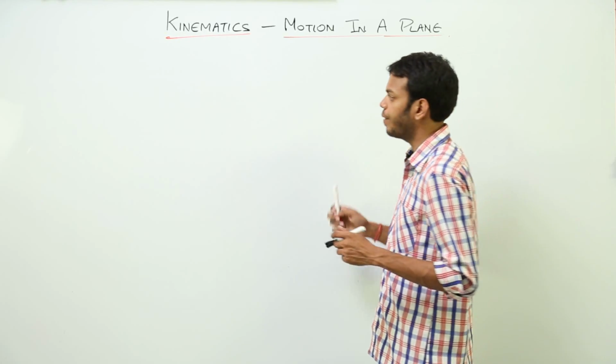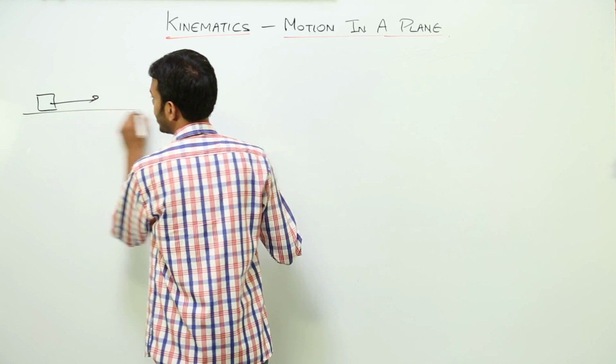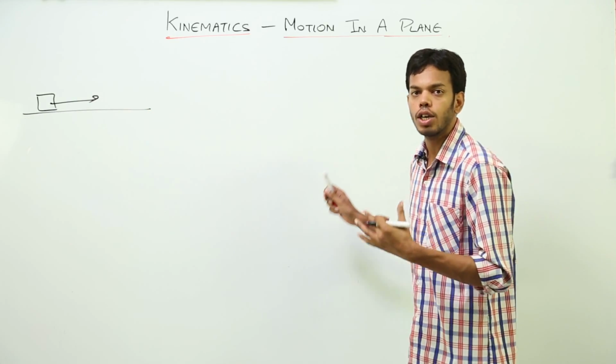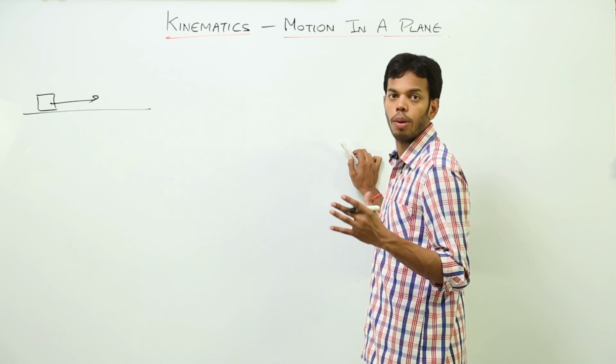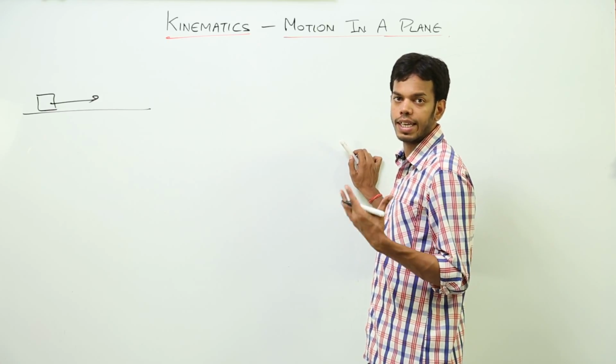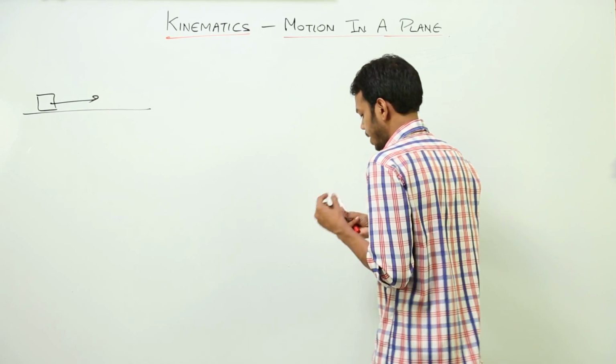Till this point, when we have studied motion in one dimension, that is, suppose this object is moving in a straight line, what are the coordinates or dimensions which are changing? Just one, or maybe two if the motion is in the xy plane, right? So what do we mean by motion in a plane?